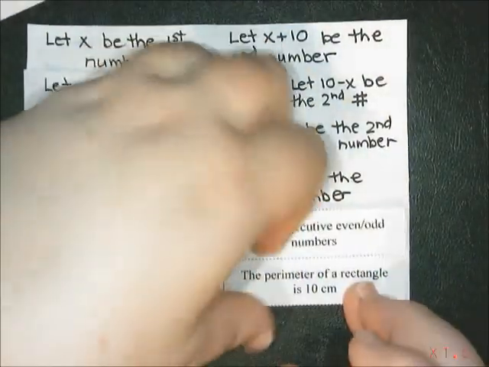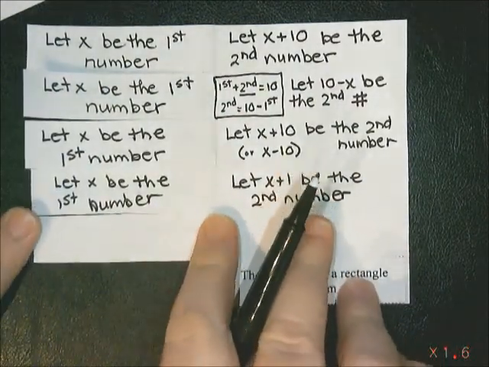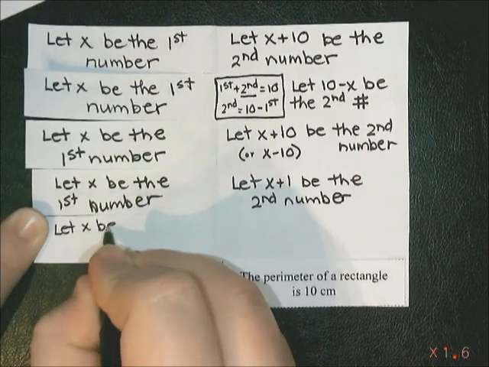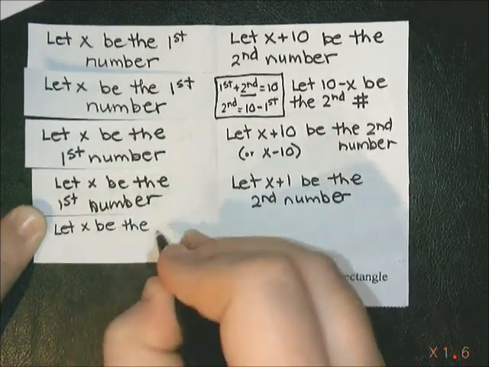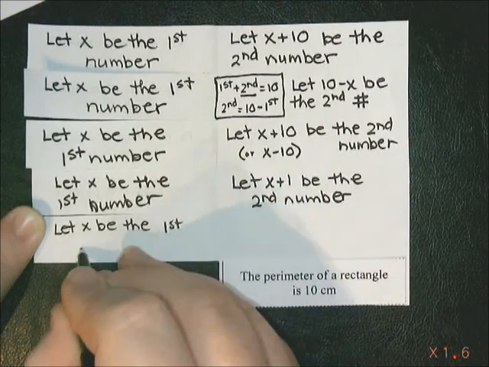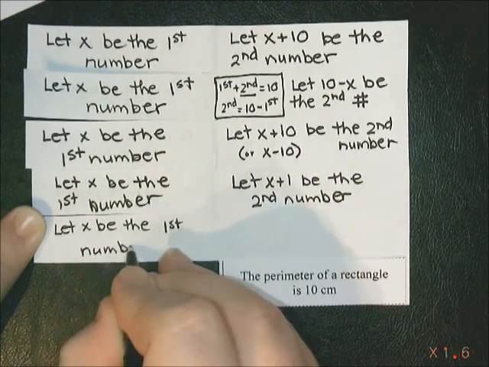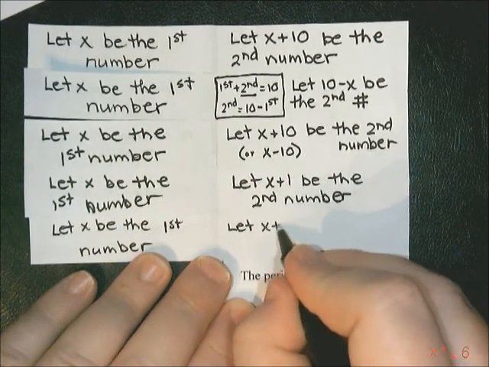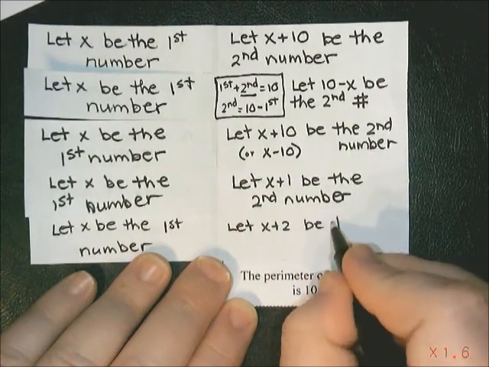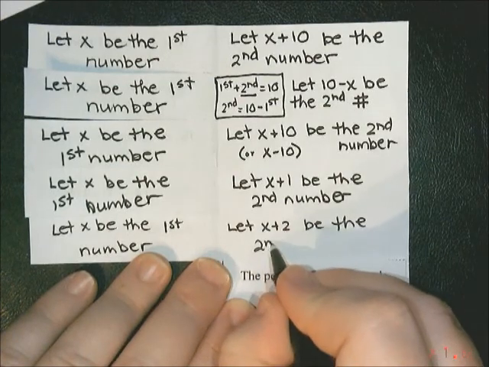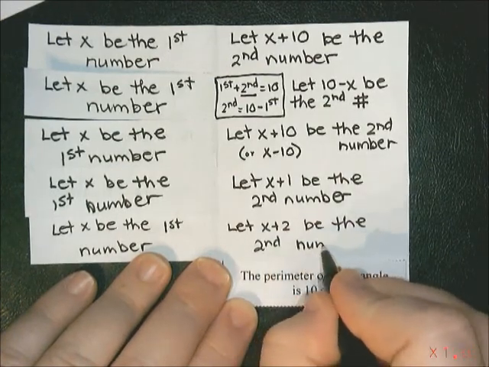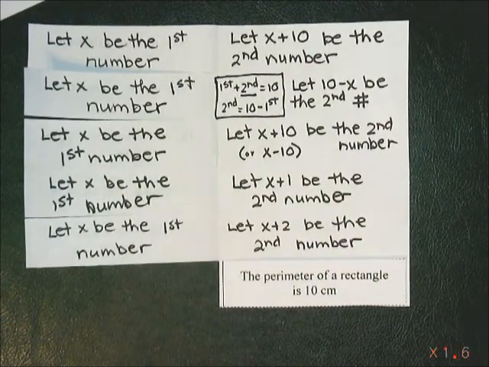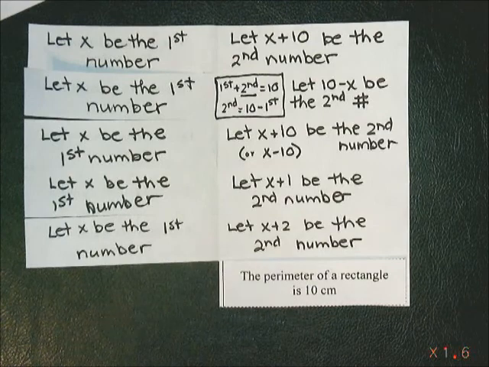So for our consecutive even and odd ones, we're going to let x be the first number. And we're going to let x plus 2 be the second number. You could also do x minus 2 as long as they're 2 digits apart. All right, and the last one is a little trickier, involves a little bit more work.